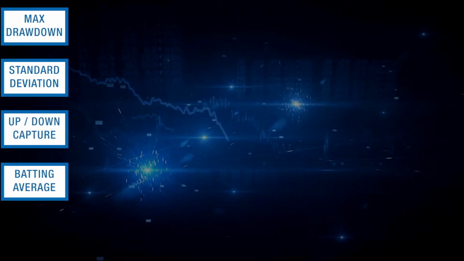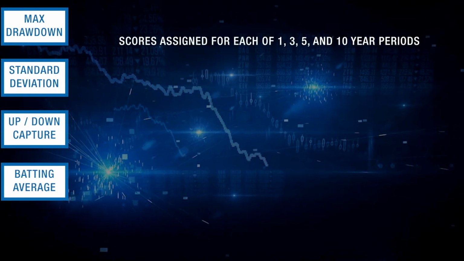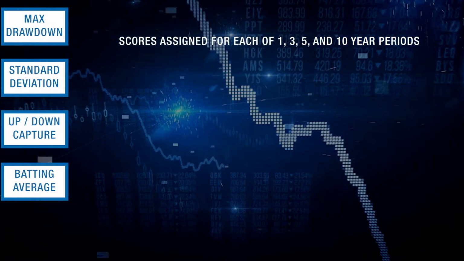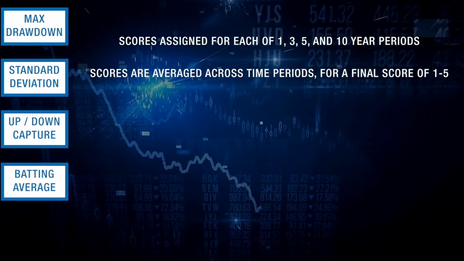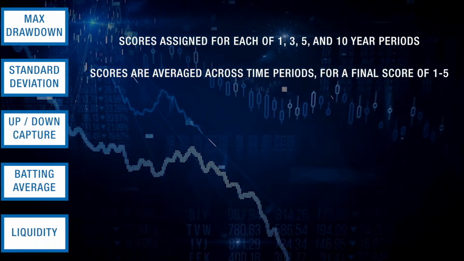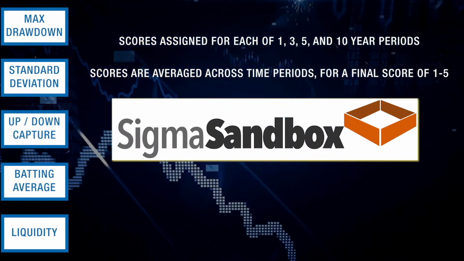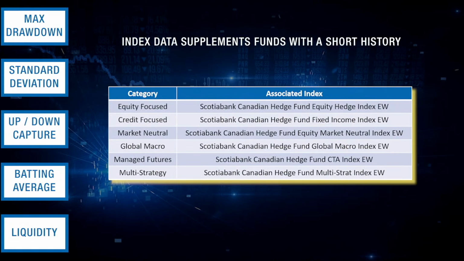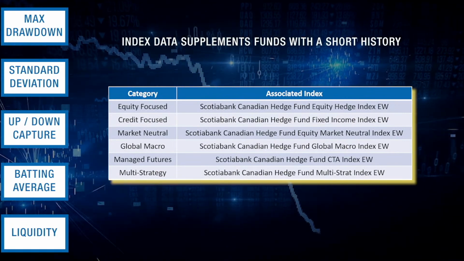For each of the metrics, scores are assigned for 1, 3, 5, and 10-year periods. Then we take the average score across the time periods to arrive at a final score from 1 to 5. We also add a liquidity score that was developed in partnership with Sigma Sandbox. To be consistent with regulatory requirements for retail funds, we use 10 years of performance history for each fund. Funds that don't have 10 years of history are supplemented with proxy index data based on the investment strategy of the fund and how it fits into one of 6 categories.